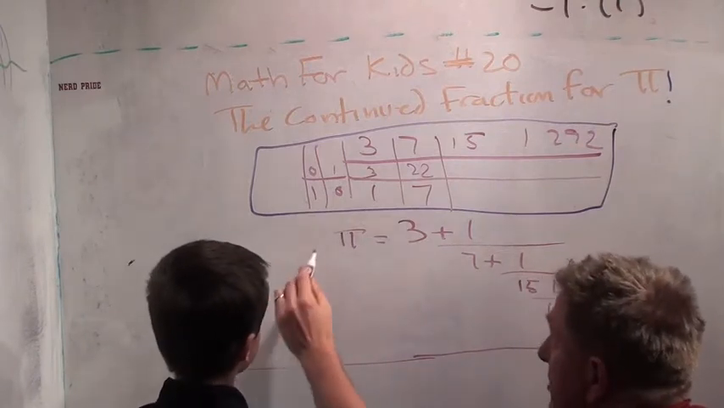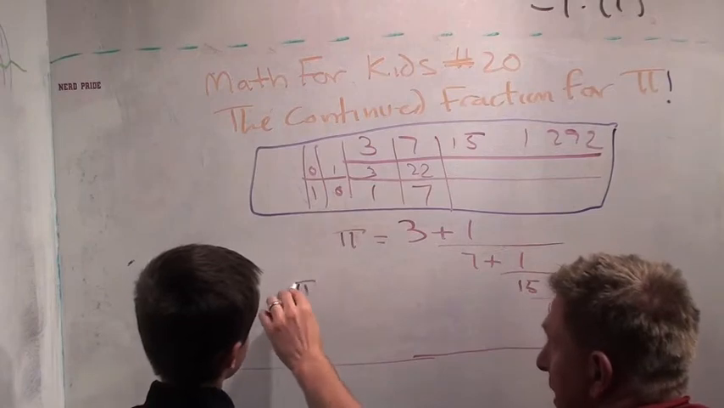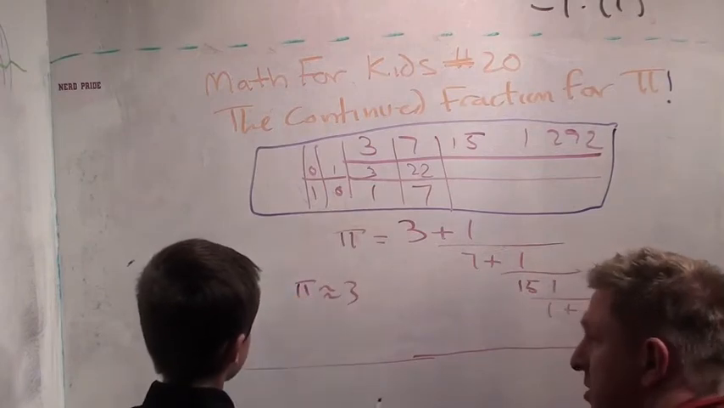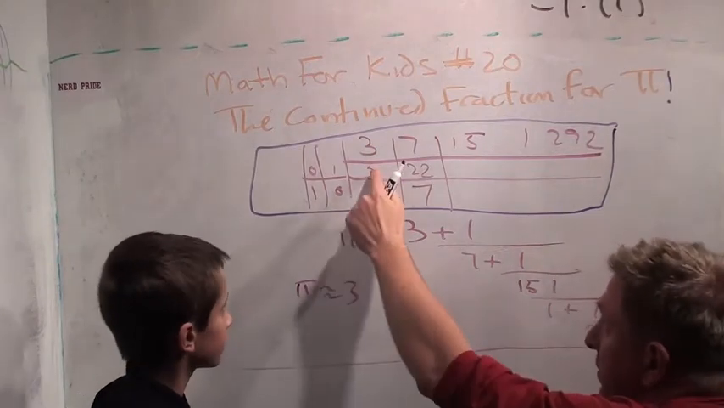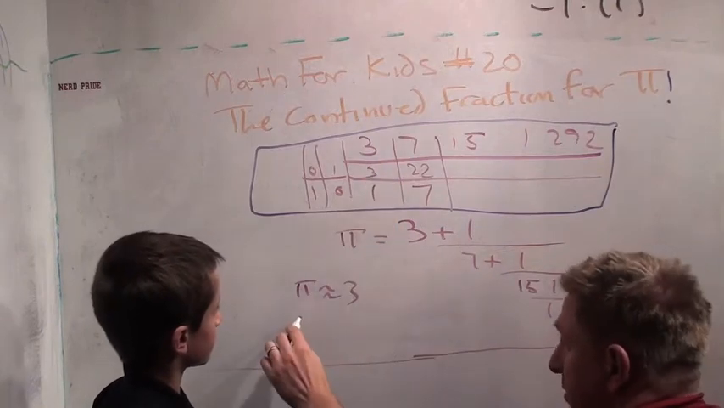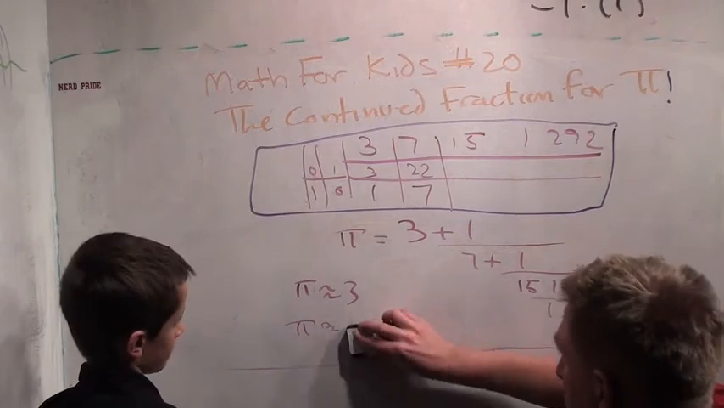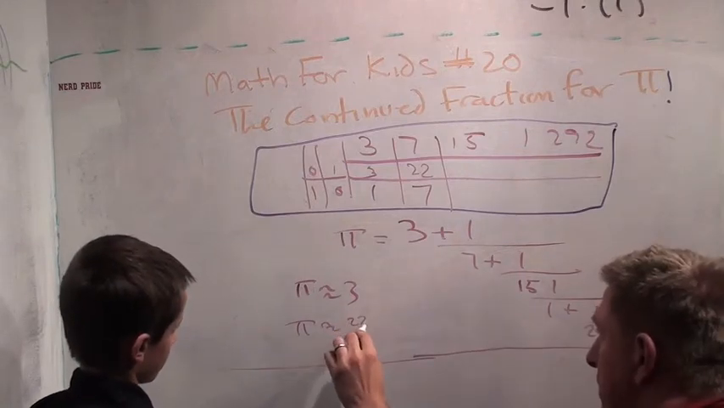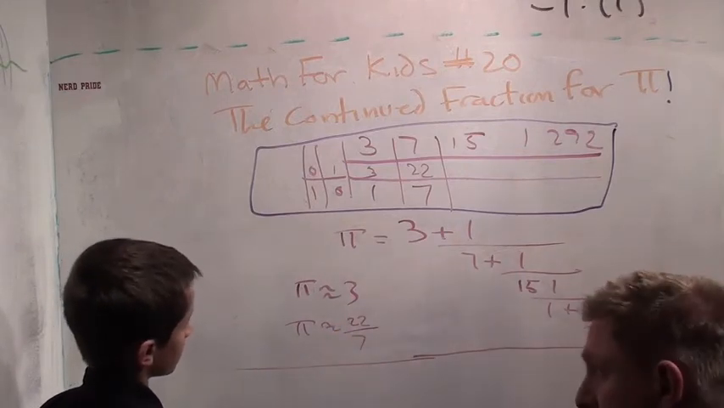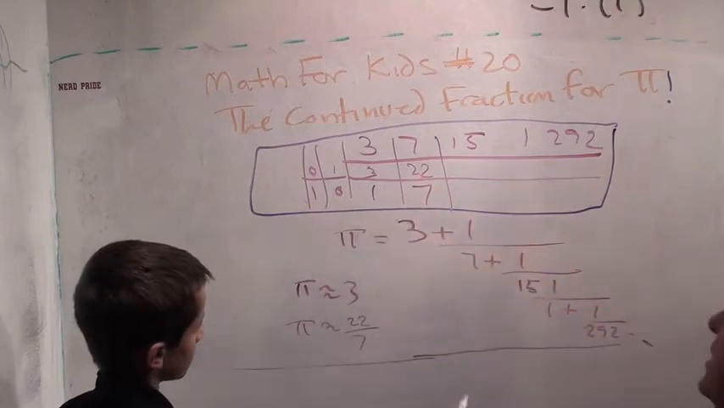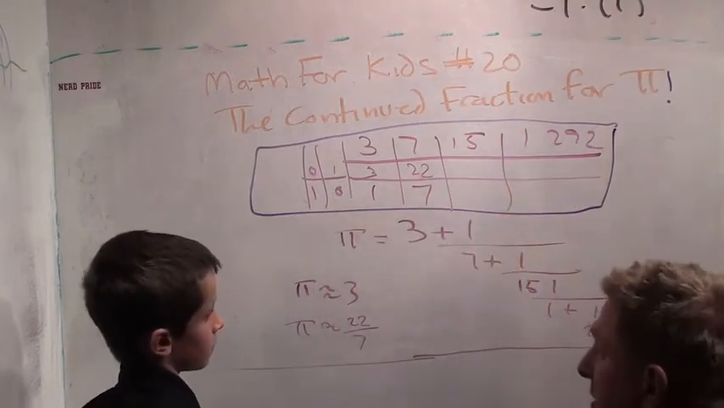Alright, so here's our first thing. The first approximation for pi is just 3. So pi is about equal to 3. That's what this says, 3 over 1. Also, a better approximation for pi is about equal to 22 over 7. That's what that says. Now we're going to find an even better approximation for pi.